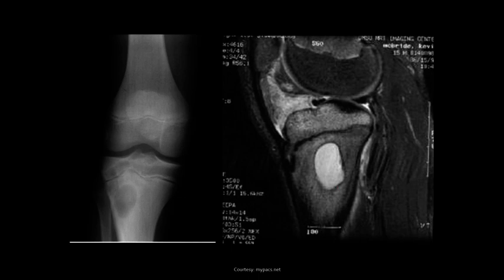On the T2/STIR MRI, what we're looking at here is that area of increased signal, consistent with inflammatory change inside something that is walled off. We can see a thin linear black line around it. That's the fibrous tissue created by the body to help wall it off. And then it starts laying down that sclerosis around it.